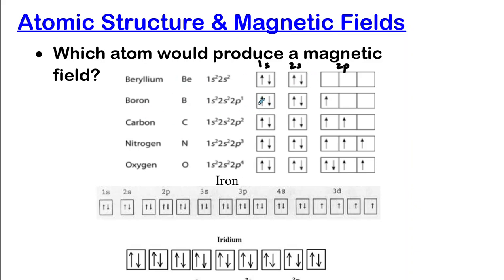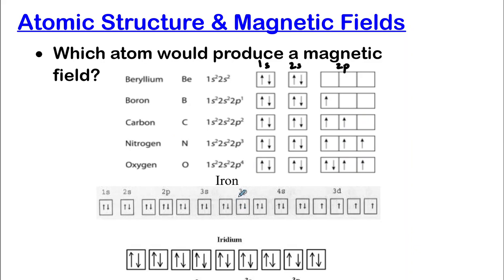Boron has 5, so 1, 2, 3, 4, 5. This one could possibly be slightly magnetic because it has one lone electron. And as we go up, we see that there are more, right? So carbon, nitrogen have more unpaired electrons. Even oxygen has unpaired electrons. And as a result, these types of atoms with their unpaired electrons spinning in the same direction can act like magnets.